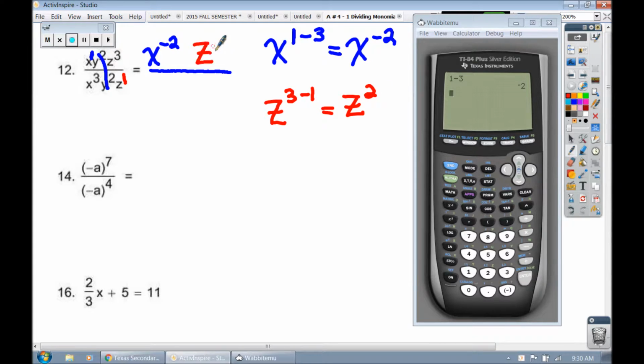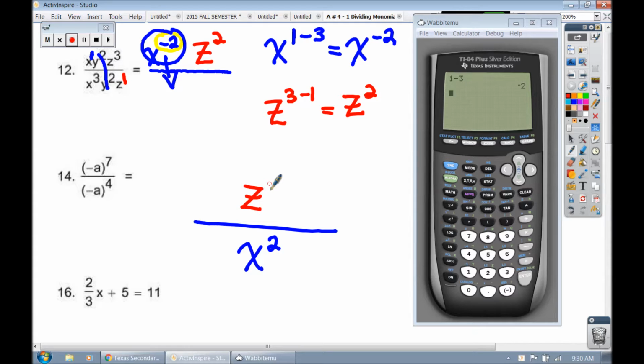But we see something funky here, people. We do not like negative exponents. And remember our rule for negative exponents. You change the sign and cross the line. So that means that x to the negative second power, if I were to write a new fraction bar down, this whole guy, this x to the negative second, change the sign and cross the line. So it becomes positive 2. And of course we're going to leave z to the second up top. And there's your answer.